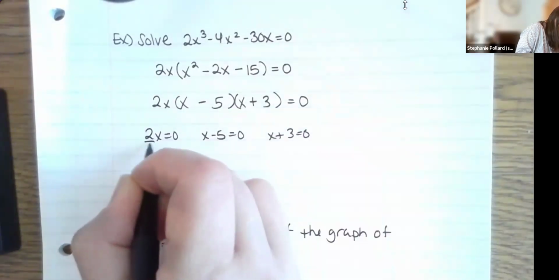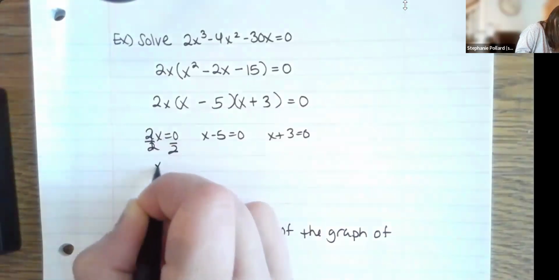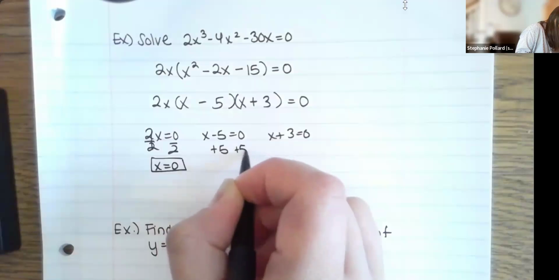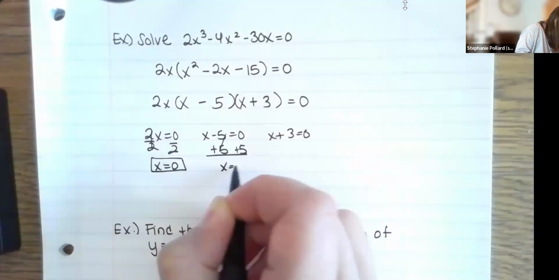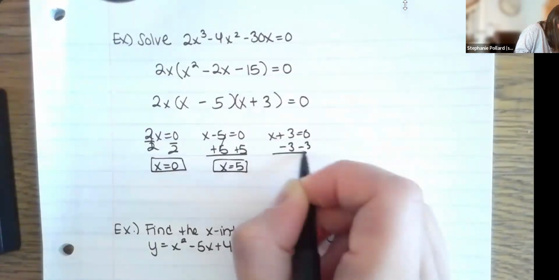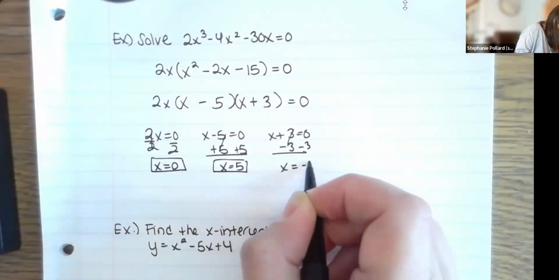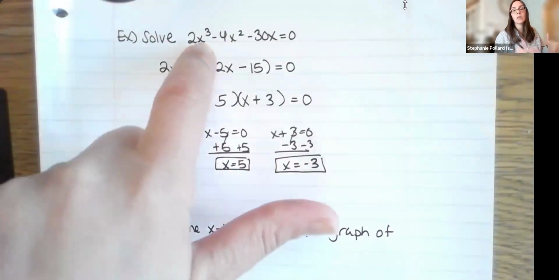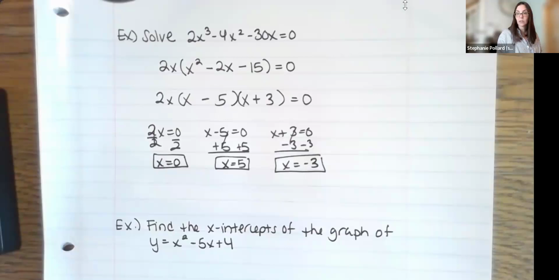In the first case, I divide by 2, and my first answer there is 0. In the second case, I add 5. I have a second answer of 5. And in the last case, I subtract 3, and my final answer is -3. Now, again, my power is a 3 here, so there's no surprise that I have 3 answers. Again, I could have up to 3 different answers when I'm solving this.